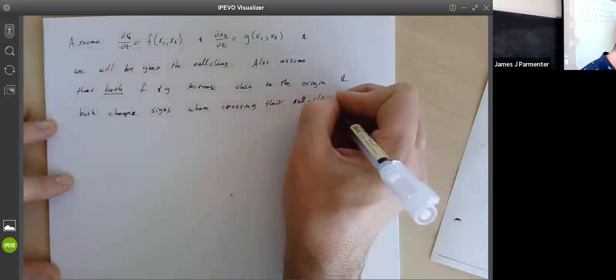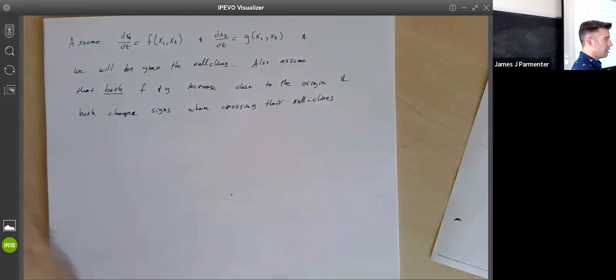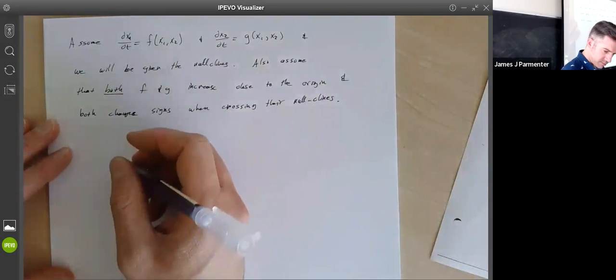I should really be saying nullcline. If you say isocline, you should say it's the zero isocline, because an isocline can be any line where your derivative is equal to a constant value. We care about the ones where it's equal to 0.